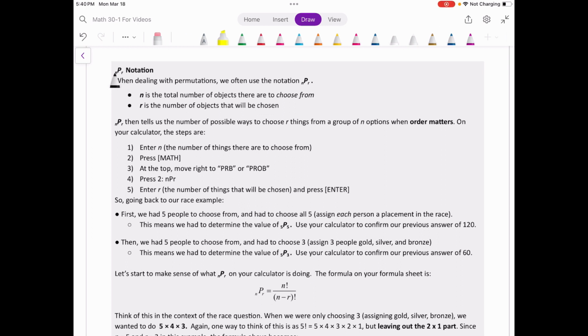So we've got here nPr notation. We sometimes say out loud, n pick r. The P is really for permutation, or n permute r. So when dealing with permutations, we often represent it this way. What is the n? What is the r? n is just the total number of objects there are to choose from. It's your options. How many different options do you have to choose from? r is the number of objects that you'll actually choose.